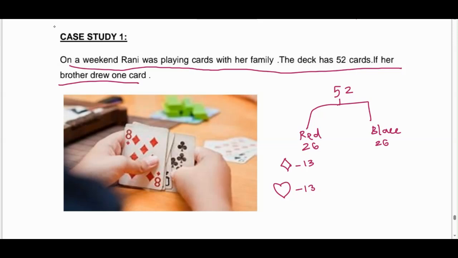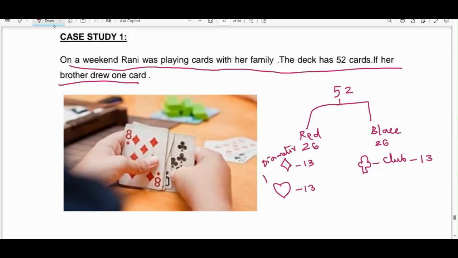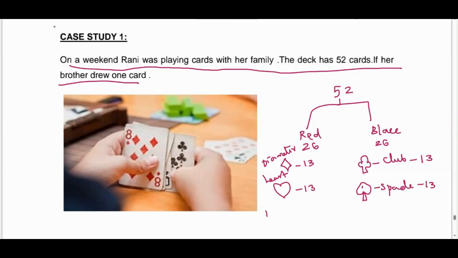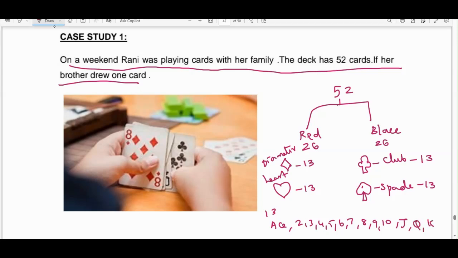On this side you'll have club, that will be 13. So here it is diamond and heart, and here it is club and one more you have, spade. The spade will have 13. And each 13 cards will include one ace. The first number 1 is called ace. Then you'll have 2, 3, 4, 5, 6, 7, 8, 9, 10. Then after that you'll have one jack, one queen and one king. So this is the concept of the cards.